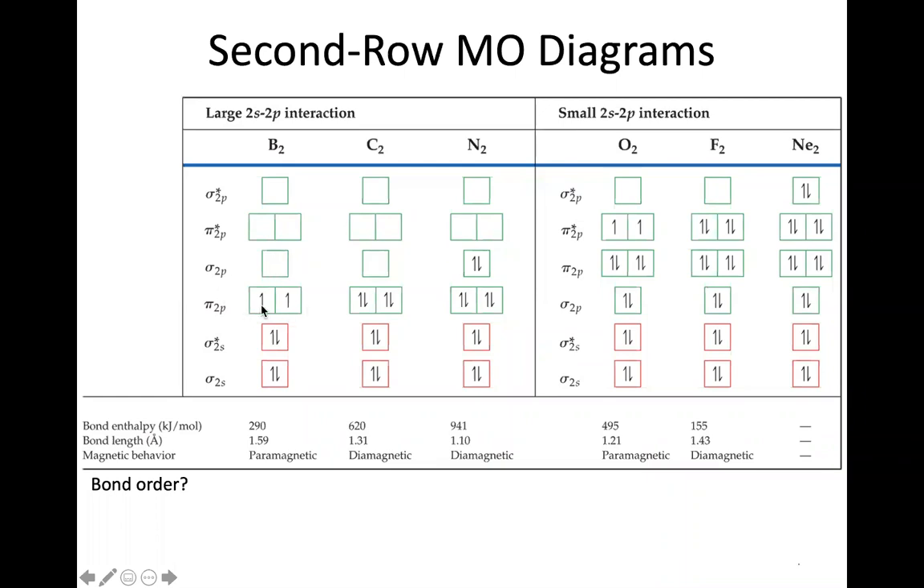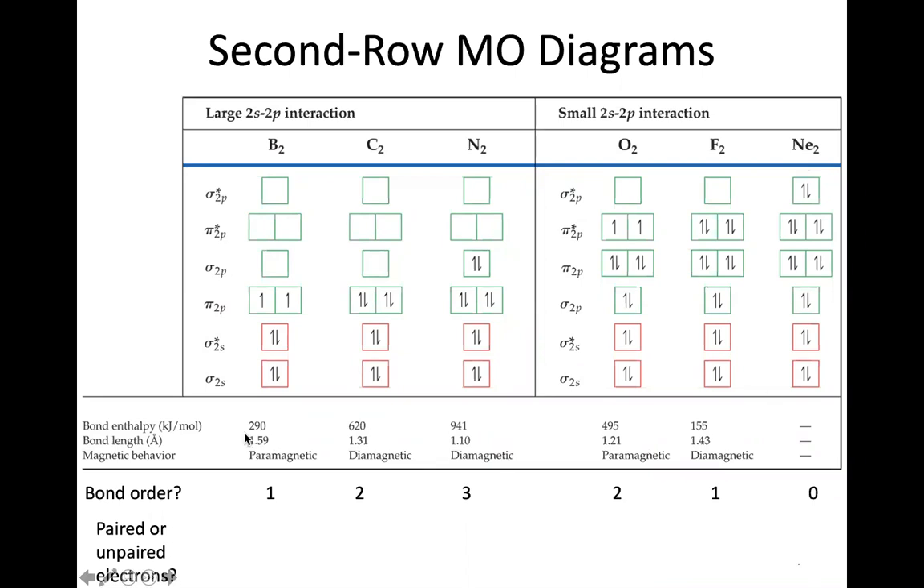I see 2 that are in bonding, 4, 6, but then 2 that are in anti-bonding, and I start to diminish on that. So if I were putting in the bond order here, in B2, it's a single bond. In C2, a double bond. N2, that's one we're familiar with, would be a triple bond. O2 gets us back to a bond order of 2. F2, a bond order of 1, and no bond in Ne2.